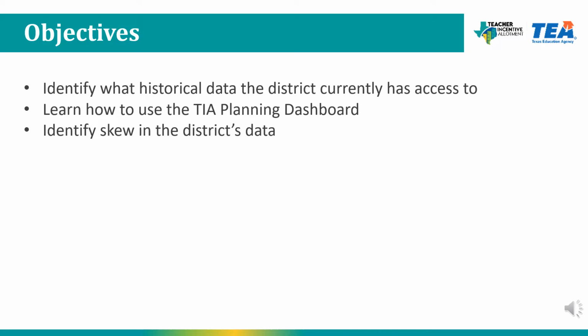Key objectives for this session are identifying what historical data a district has access to and how to access it, learning how to use the TIA planning dashboard, and identifying what skew exists in the district's historical data.